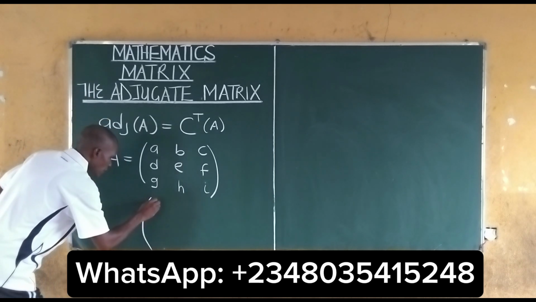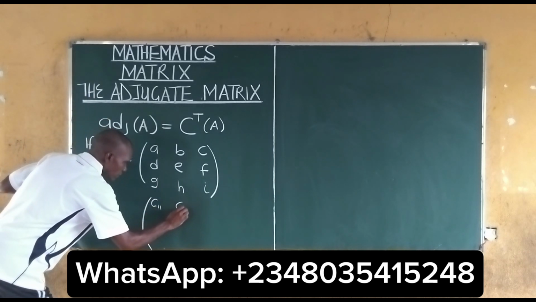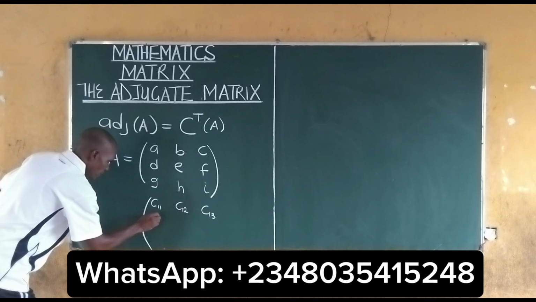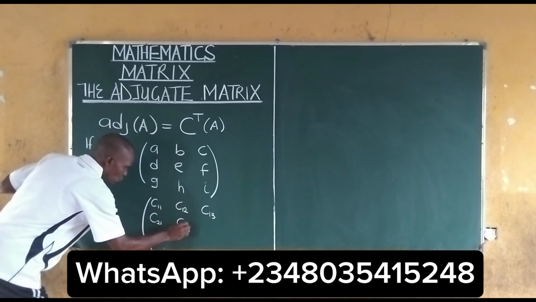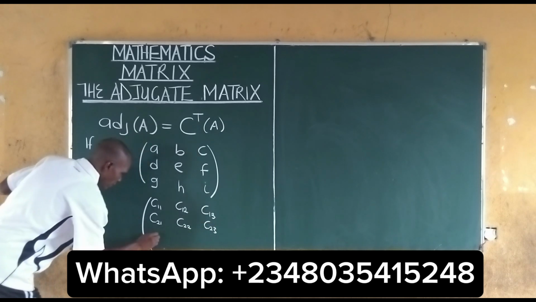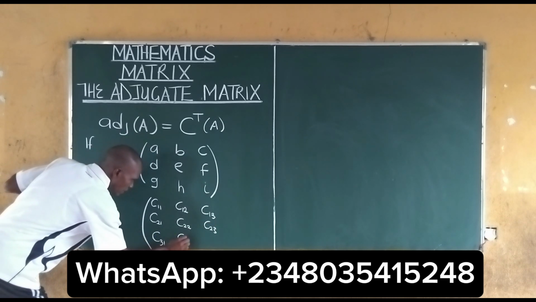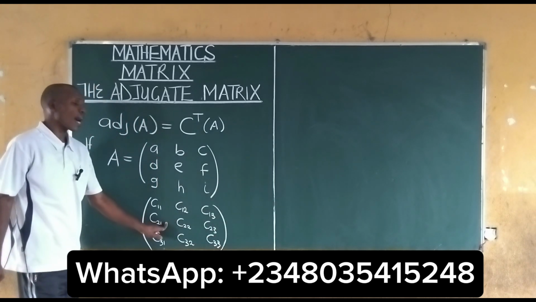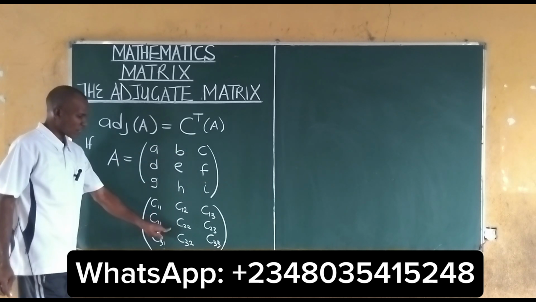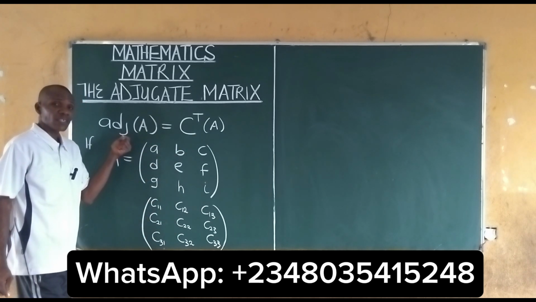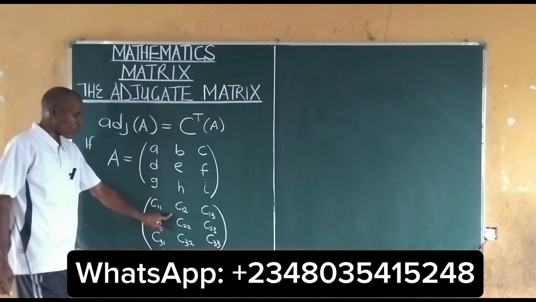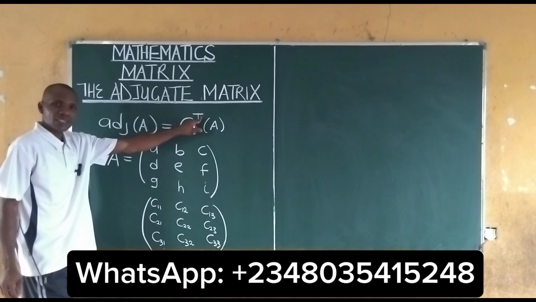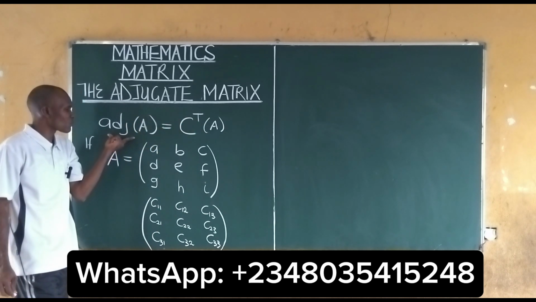The cofactor matrix can be written as C11, C12, C13, then C21, C22, C23, C31, C32, and C33. So let's say this is our cofactor matrix. To obtain the adjugate of matrix A, we first find the cofactors of all of these and then transpose it. We transpose it before we can be satisfied that we've gotten our adjugate.